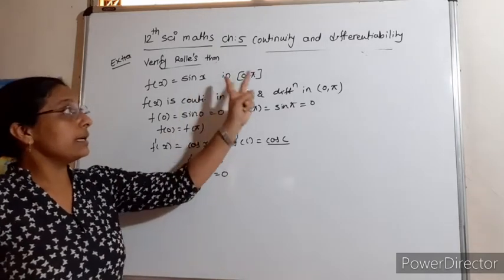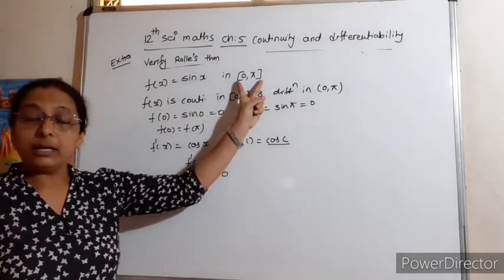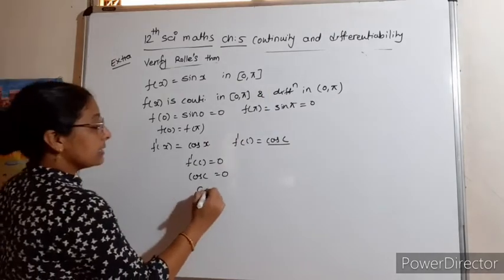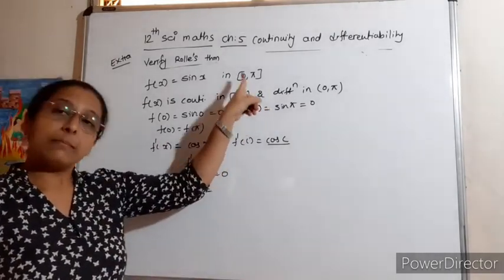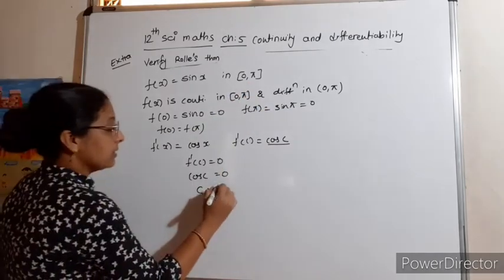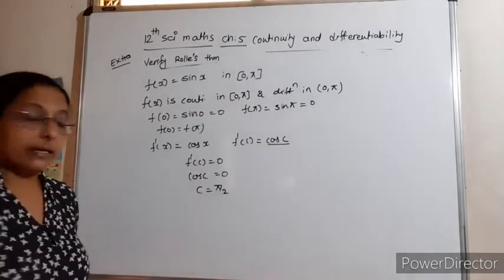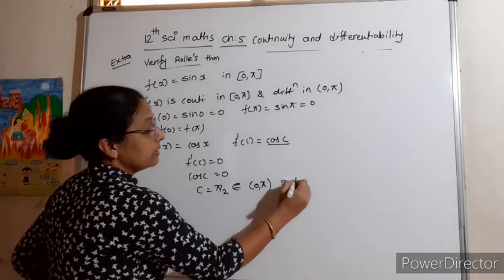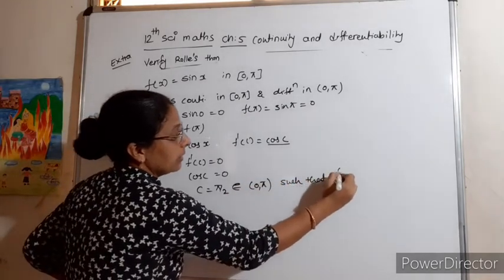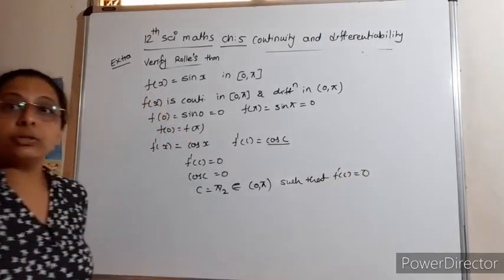पर हमें कौन सा लेना है? Between 0 to pi, and therefore it is c is equal to... 0 to pi में cos कहाँ पे 0 होता है? Pi by 2 पे. So it is c is equal to pi by 2 we will take, which belongs to open interval 0 to pi, such that f dash c is equal to 0.